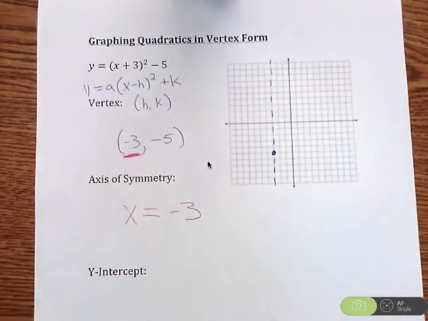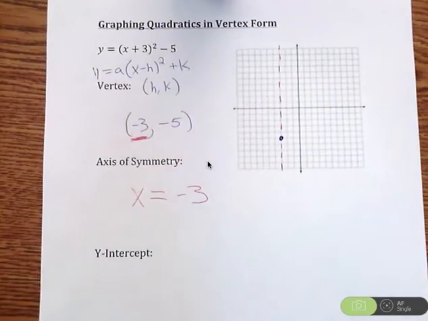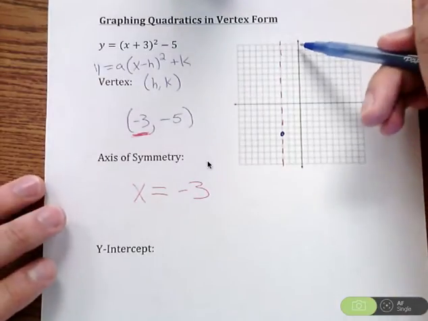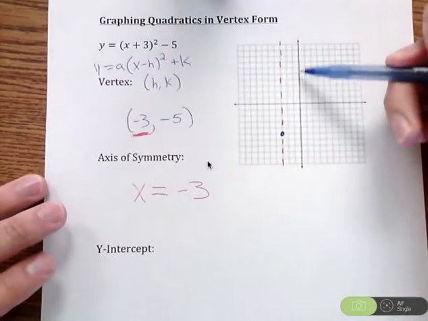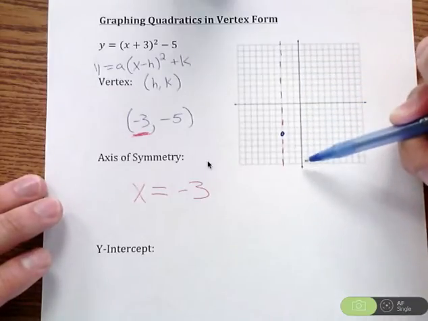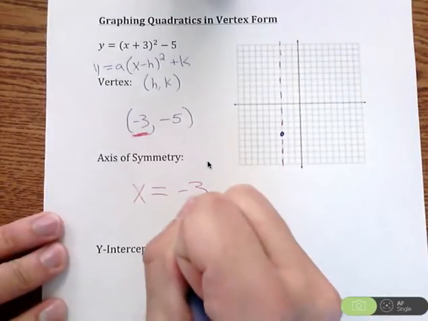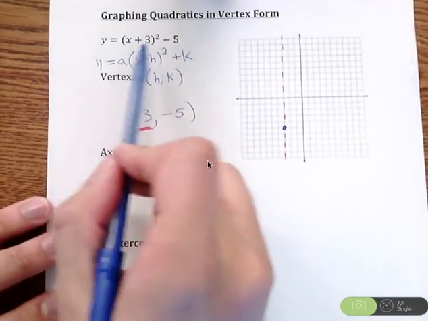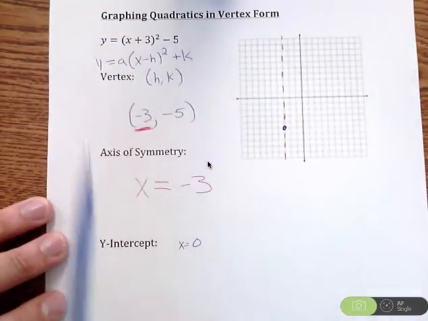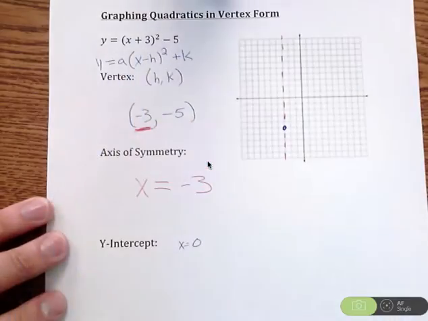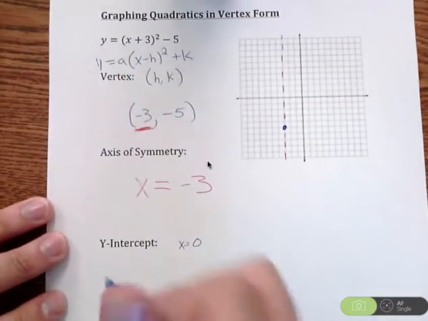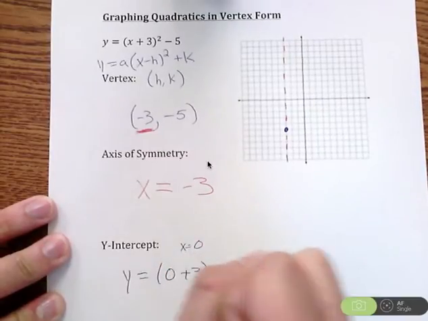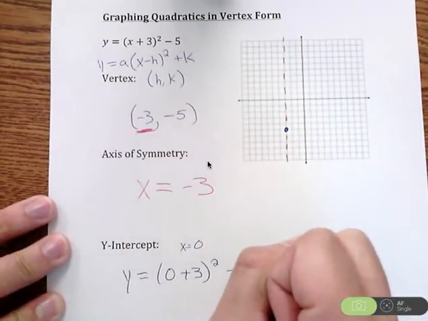Next thing I'm going to calculate: I have my vertex and axis of symmetry, so I can calculate my y-intercept. Now the y-intercept is always on the y-axis, and the key there is x is always 0. So I'm going to plug into my original equation, plugging in 0 for x and figuring out y. So I'm going to have y equals (0 plus 3) squared minus 5.